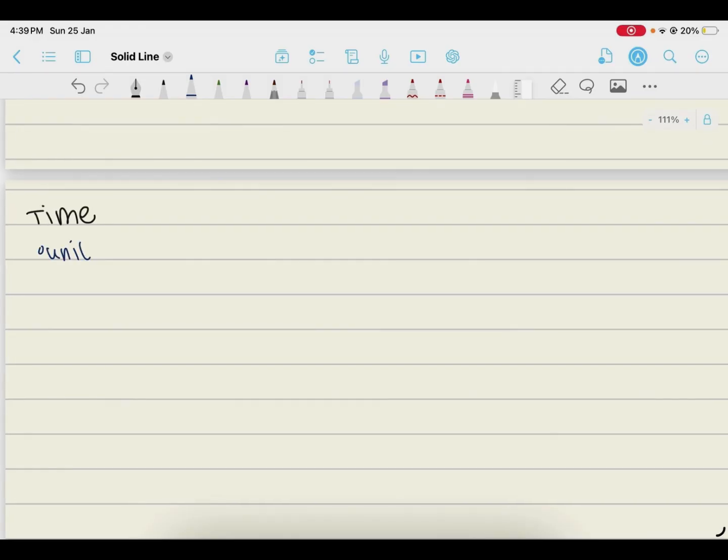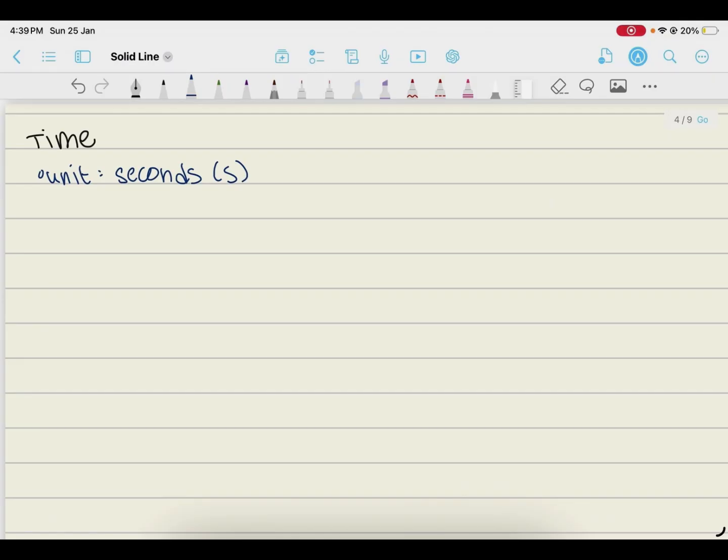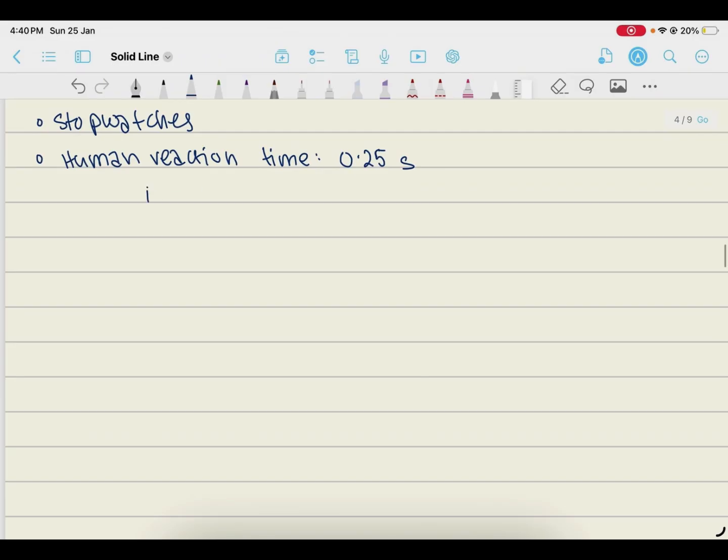Time has a unit, seconds, represented as S, and you can measure time using stopwatches. One thing for time you have to note down is the human reaction time. You have to take this in consideration while doing an experiment, which is 0.25 seconds. Basically it's how much time a human takes to react. So for example, you have a pendulum and you have to calculate the time taken for one oscillation. You won't be able to stop exactly. One oscillation will be from here till here and then back here. You won't be able to stop exactly at the time it stops here, right?